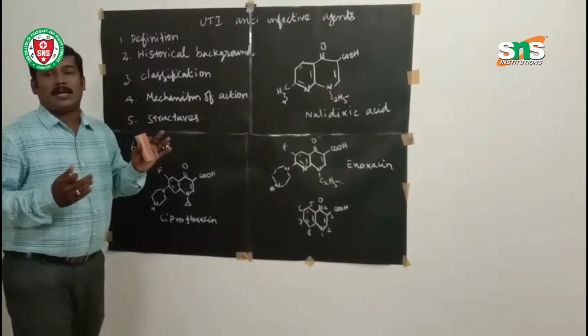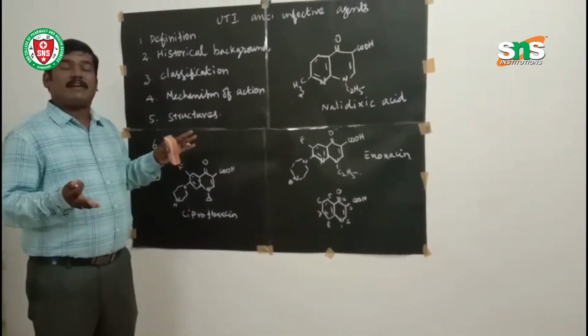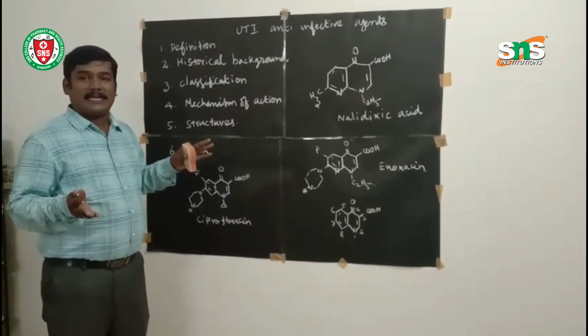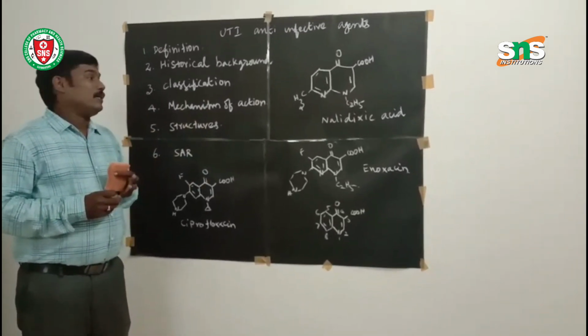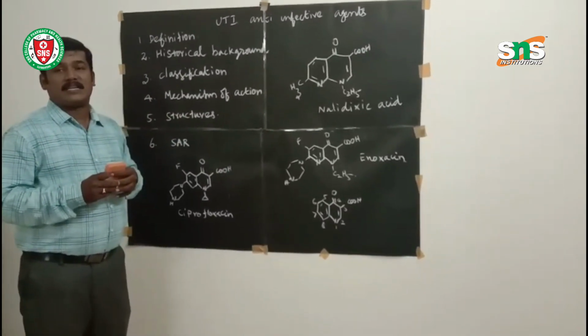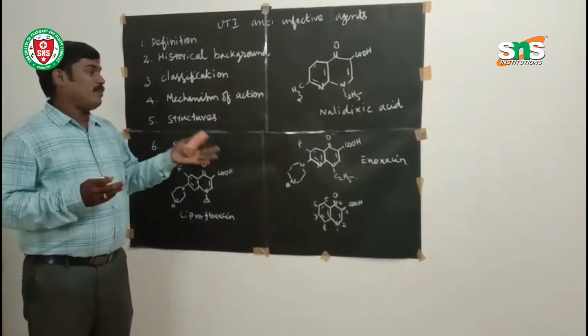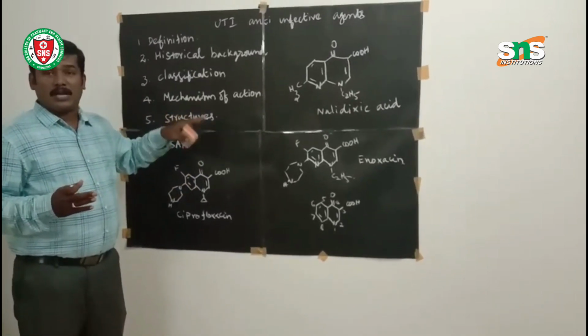Second generation quinolones are effective against both gram-positive and gram-negative bacteria. Examples for the second generation quinolones are levofloxacin, ofloxacin, norfloxacin, ciprofloxacin, lomefloxacin. These are all the examples for the second generation quinolones.